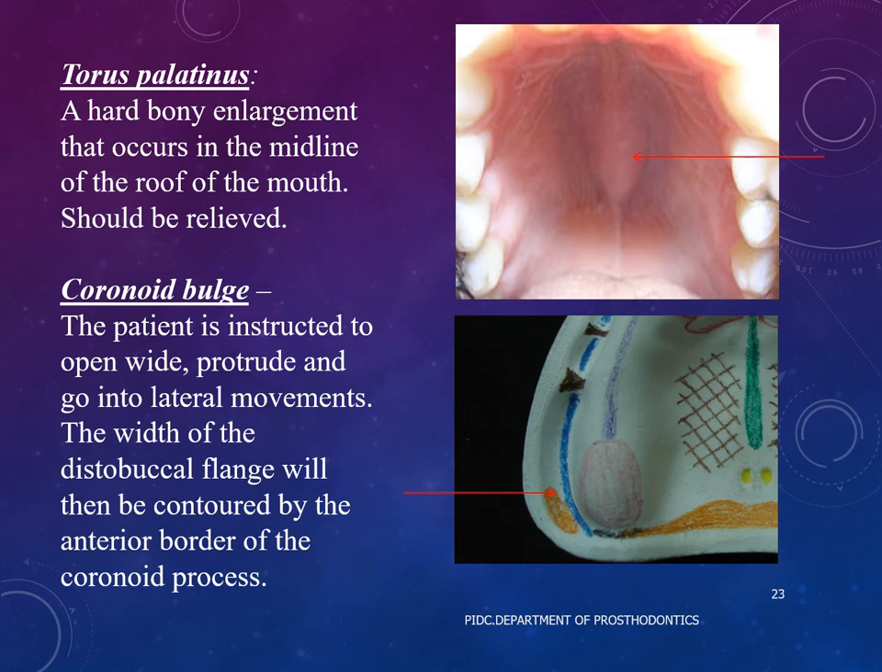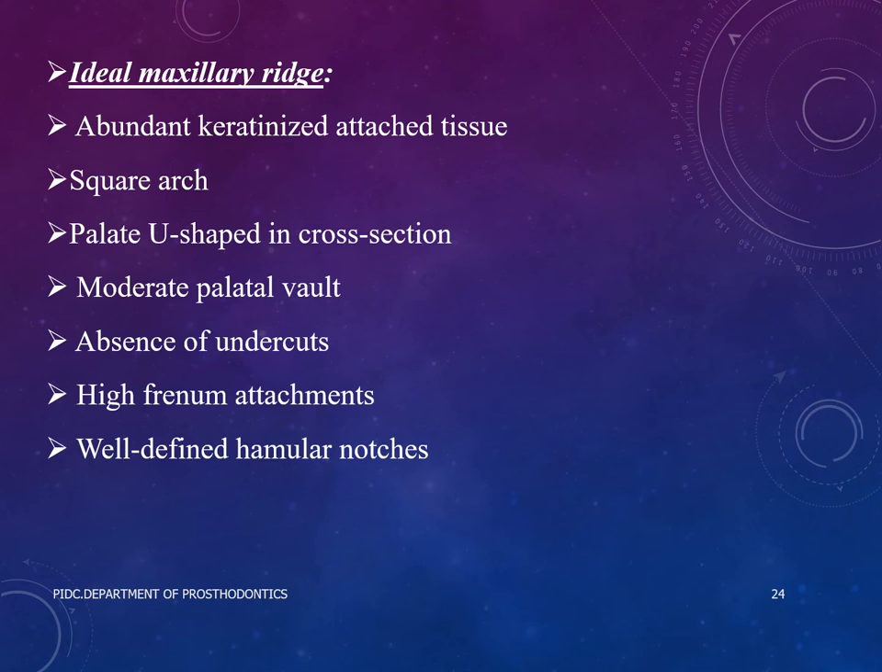Then coming to your coronoid bulge. As you see, behind this blue area is this orange area. This is where your coronoid bulge is. This area is important because if the depth of this area and the thickness of the flange are not properly done during border molding, then when the patient opens and closes the mouth wide, the denture tends to dislodge only in this area. Anteriorly the denture might be very retentive, but posteriorly the denture will keep dislodging. So the width of this area has to be recorded. The width of the distobuccal flange in that area determines the coronoid bulge.